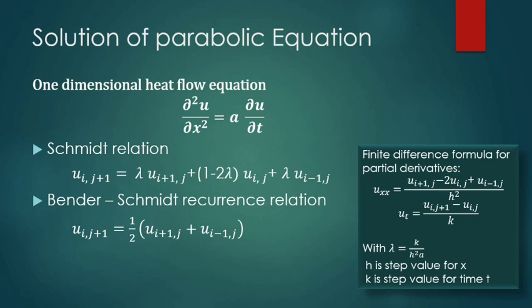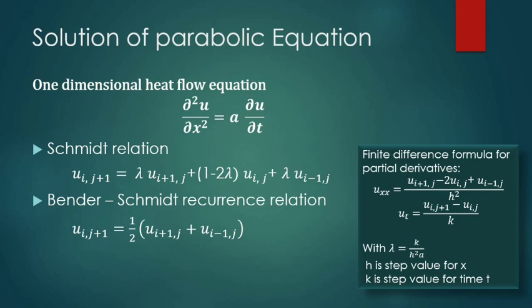Here when you replace lambda equal to k by h square a and substitute these two finite difference formulas in this equation, you will get the Schmidt relation. That is u(i, j+1) is obtained like this using these two formulas. So u(i, j+1) is equal to lambda into u(i+1, j) plus (1 minus 2 lambda) into u(i, j) plus lambda into u(i-1, j).